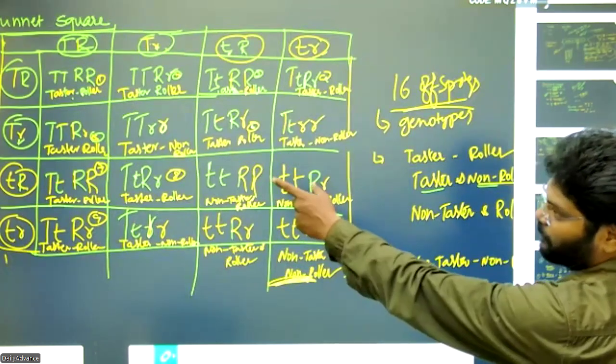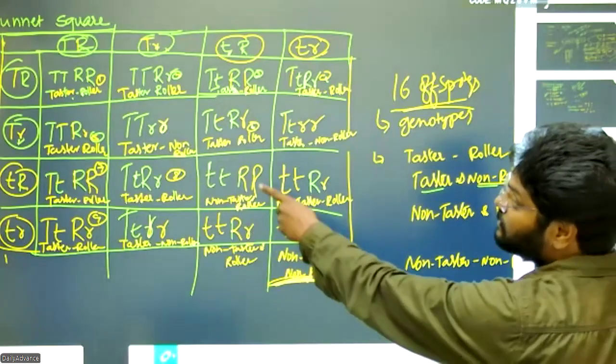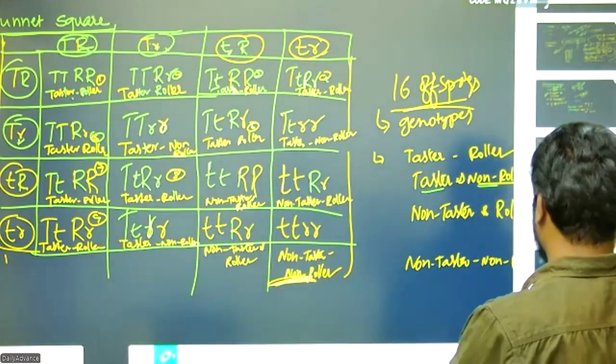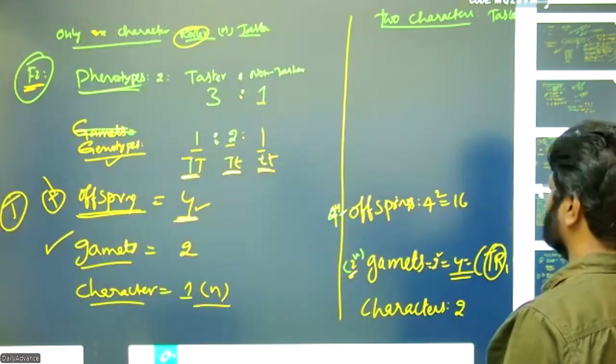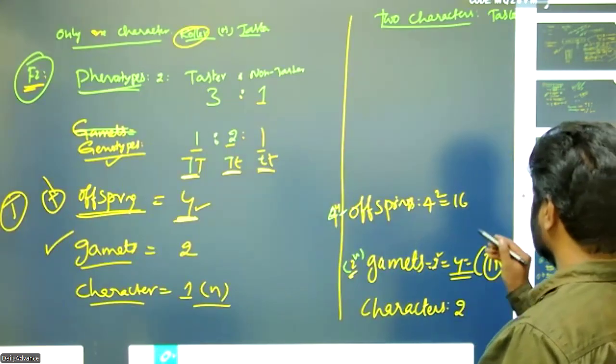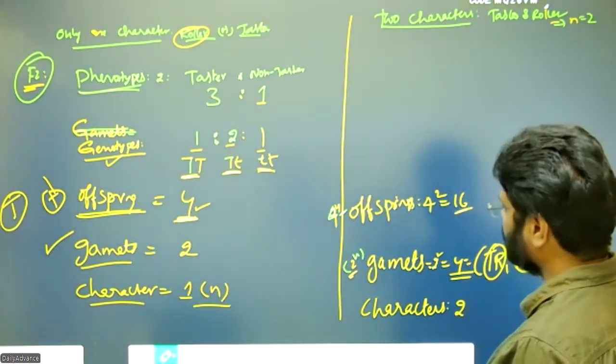So this is the total gametes. In 2-factor inheritance, this is the 16 gametes. That is 16 offsprings.